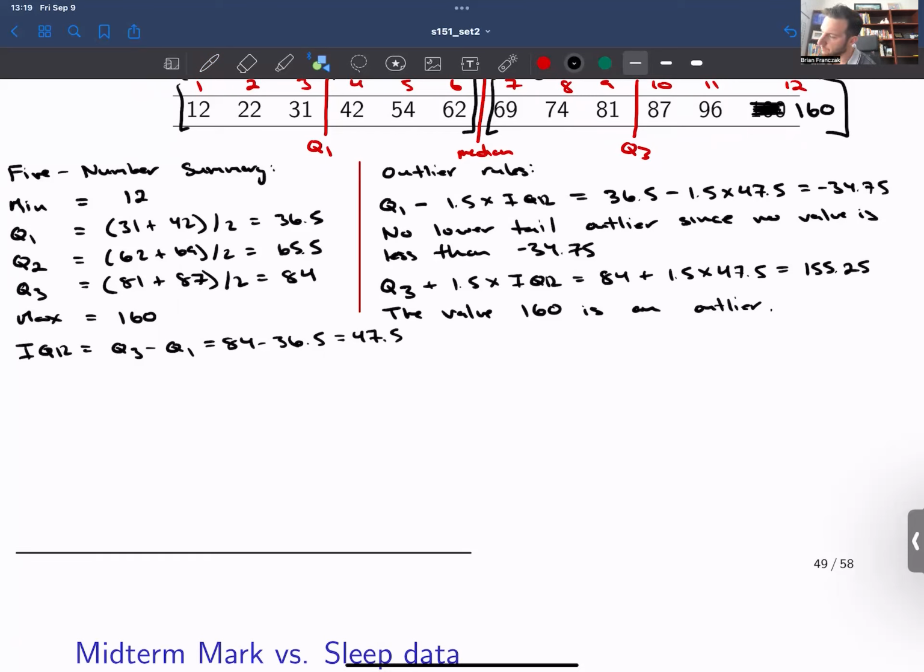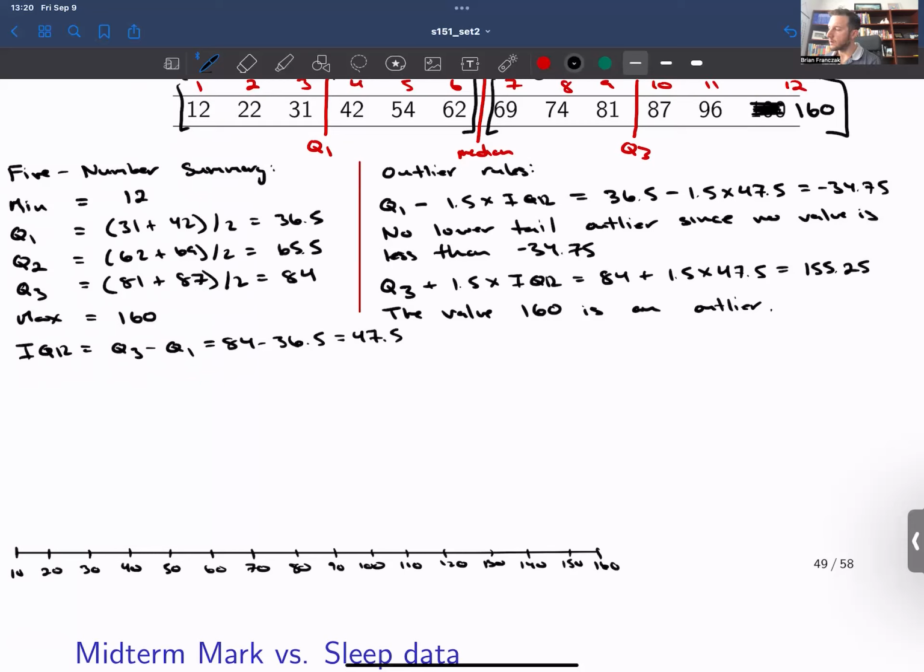I'm going to have to mark down some tick points on the axis. I'm going to try and run this from 10 up until 160. So 10, 20, 30, 40, 50, 60, 70, 80, 90, 100, 110, 120, 130, 140, 150, 160.